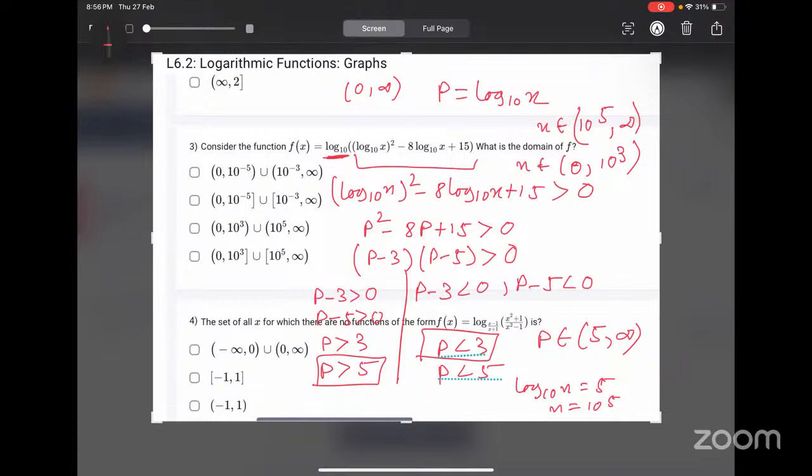Why are we taking 0 to 10 power 3? Why not minus infinity to 10 power 3? Anyone?